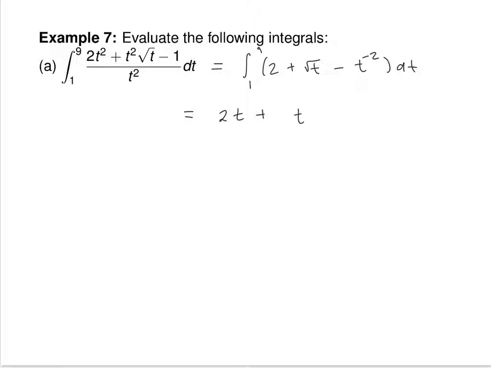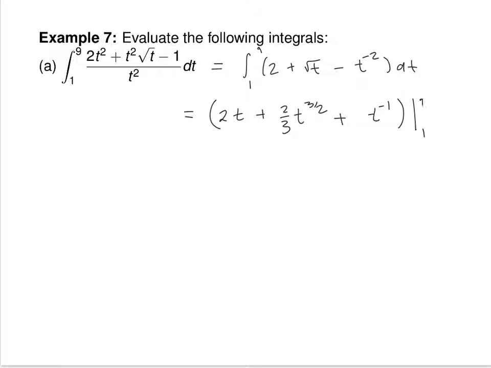1/2 plus 1 is 3/2. And then coefficient 2/3, right? And then minus, that'll be t to the -1 over -1. So can I just say plus? Okay.